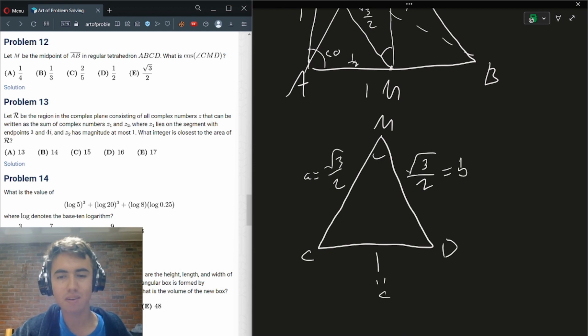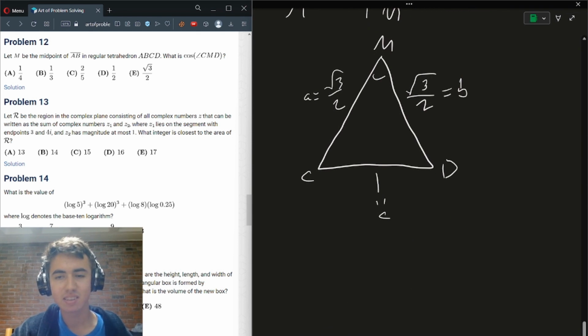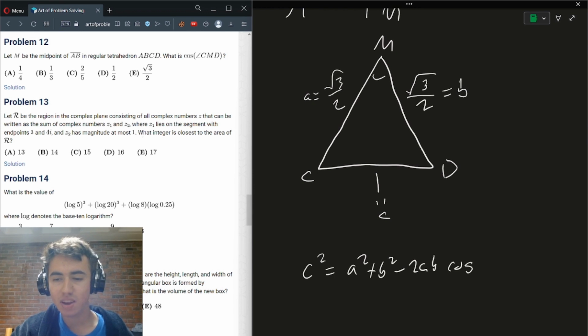If you don't know, the law of cosines is a formula that says for a triangle, you can see I labeled the sides A, B, C, c squared equals a squared plus b squared minus 2ab cosine of angle C, where angle C means the one opposite to length c, which is the one that we want, right? So let's just plug everything in.